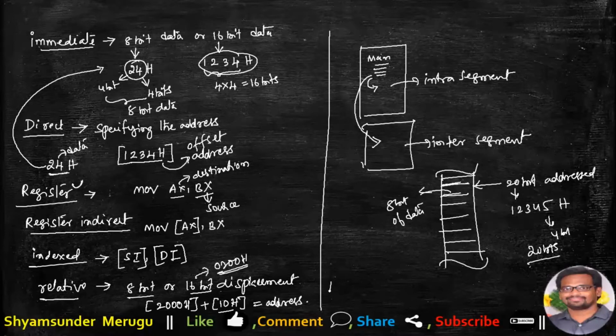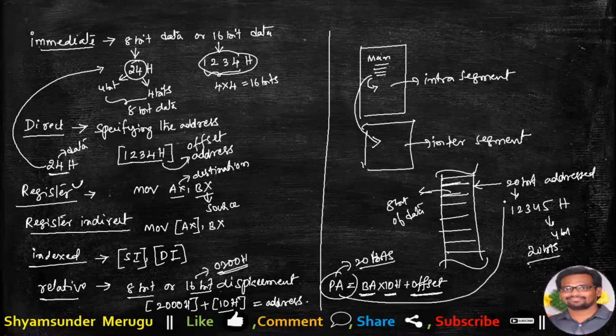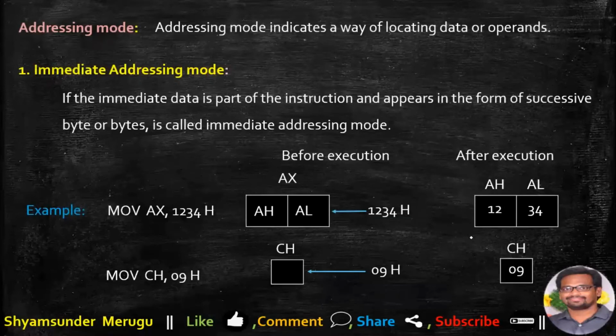Next, we will have the physical address. The physical address is nothing but the base address times 10H plus the offset address. So by taking the base address, multiplying with 10H, and then adding the offset address, we get the physical address, which is 20 bits wide. This physical address is nothing but the address of each location in the 1 MB memory of 8086, right?